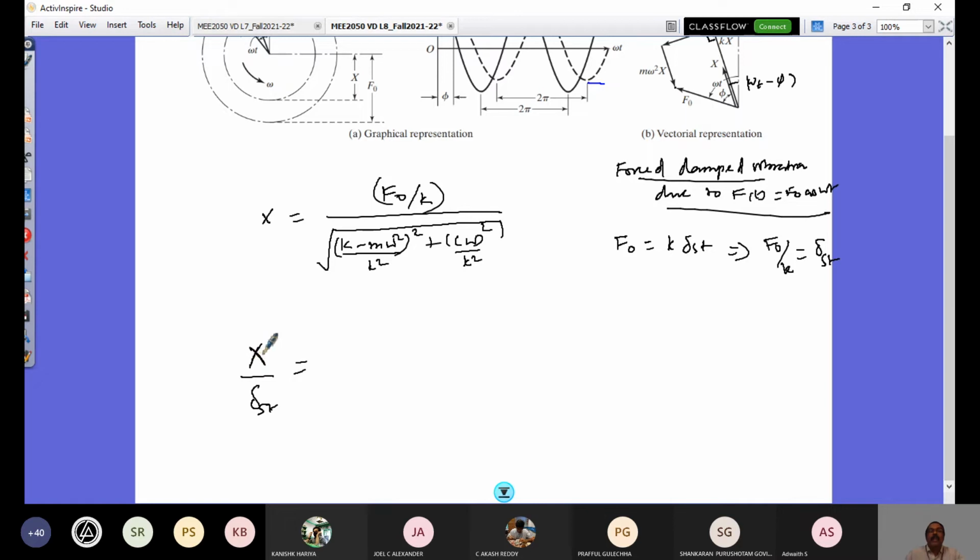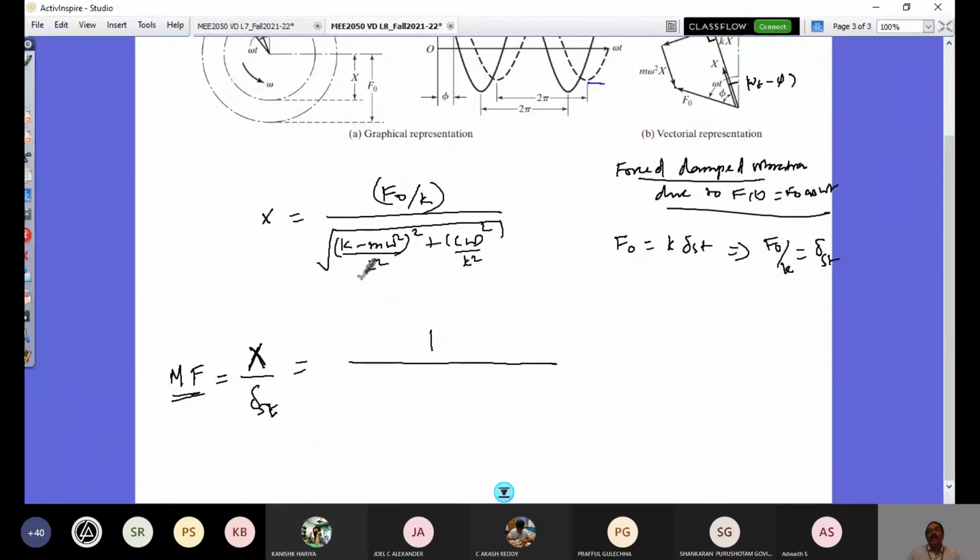The numerator x is called the dynamic displacement, and the denominator delta st is called the static displacement. And this ratio is what is called the magnification factor. This is an important factor that you have to understand in the design of systems, as we are characterizing your system. So the magnification factor is defined as the ratio of dynamic displacement to static displacement. This term is brought down, so I'll have 1 on the other side.